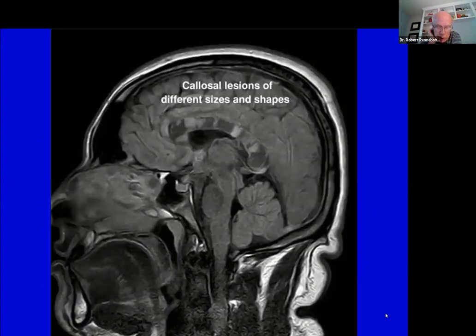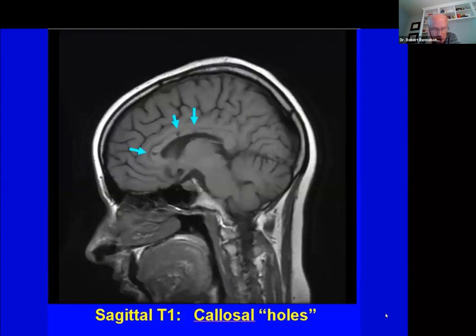After looking for the clinical triad, the next step is to obtain an MRI scan to determine whether the patient has MRI abnormalities typical of Susac syndrome. This is another example of corpus callosal lesions of different sizes, shapes, and severity. Note that some of these snowball lesions are not round, they're actually rectangular. Another MRI abnormality to look for is corpus callosal holes, which are caused by the ischemic damage to the callosum in those locations. And these are best seen on sagittal T1 images.